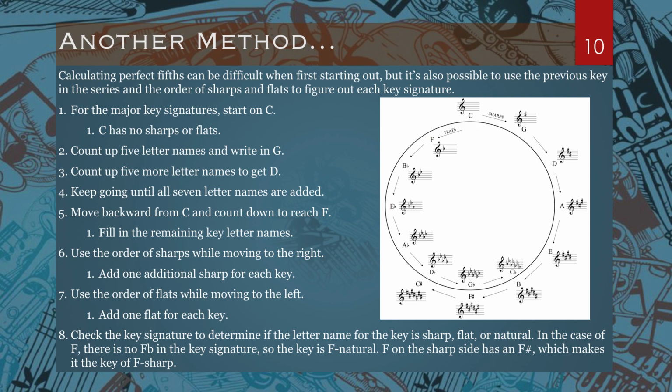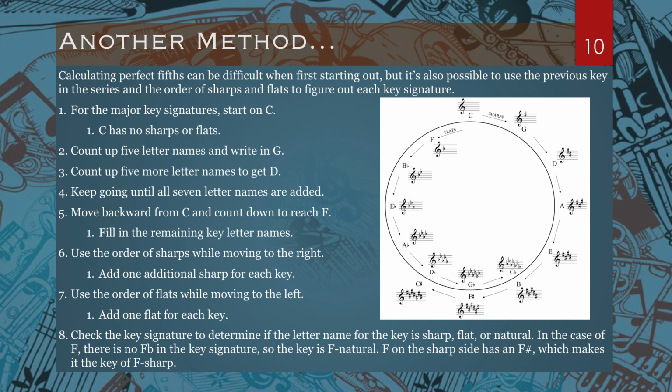And you don't need to worry about writing in sharps at this point. So what you do next is you just add 1 sharp for each key as it moves around. So G, you have 1 sharp. D, you add another to get 2 sharps. A, you have 3. E, you have 4. B, you have 5. F sharp, you have 6. And C sharp, you have 7.